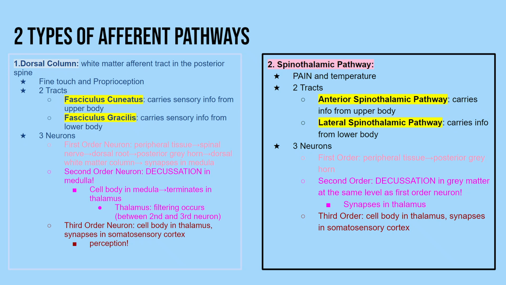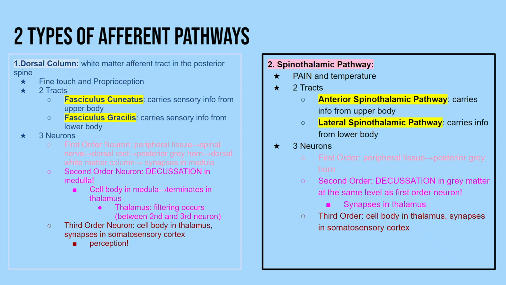And a way to remember that is spinothalamic pathway sounds kind of like spiny. So it's pain and temperature. That's what it senses. So that can help you keep them straight. And then the dorsal column pathway is for fine touch and proprioception. And then each of the 2 pathways has 2 different tracks, and these basically just describe where they're getting their sensory information from in the body.